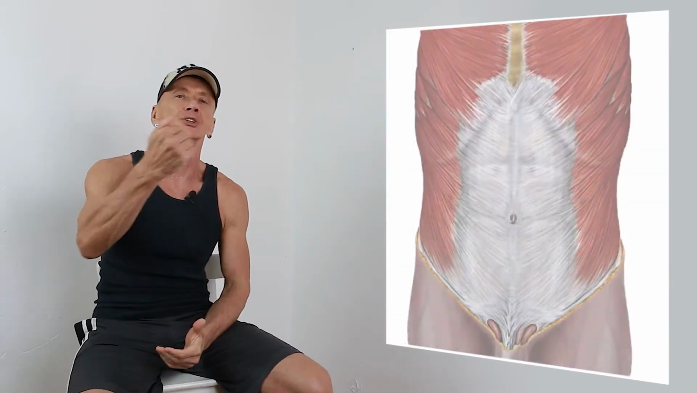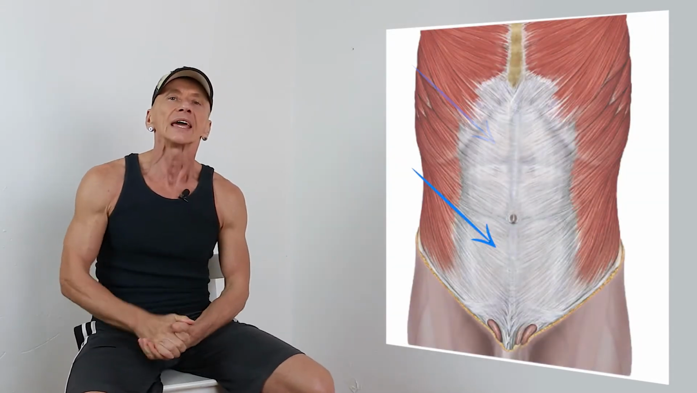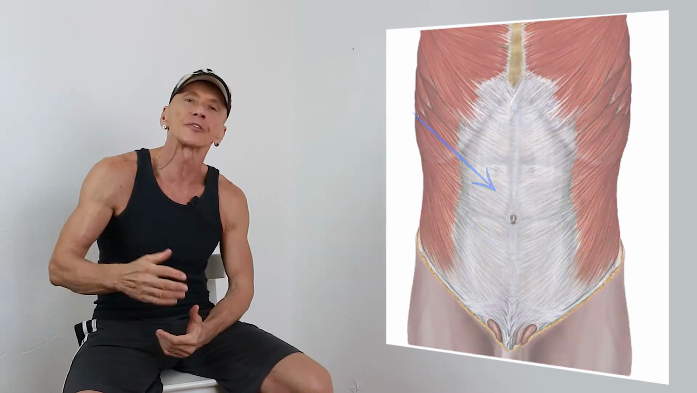For example, when we contract the right external oblique and we keep the V shape of the muscle fibers in mind, it will rotate the upper body to the left. Or in other words, it will draw the same side shoulder forward.